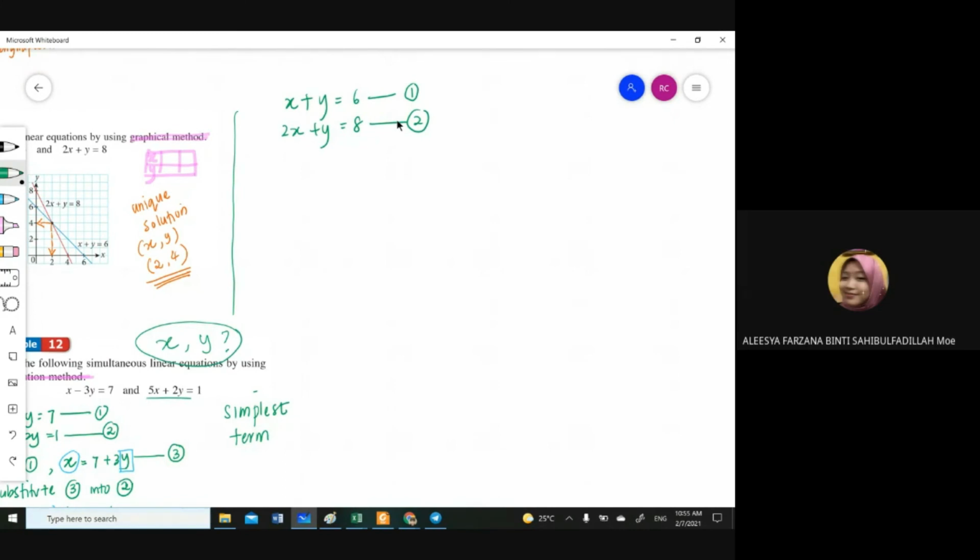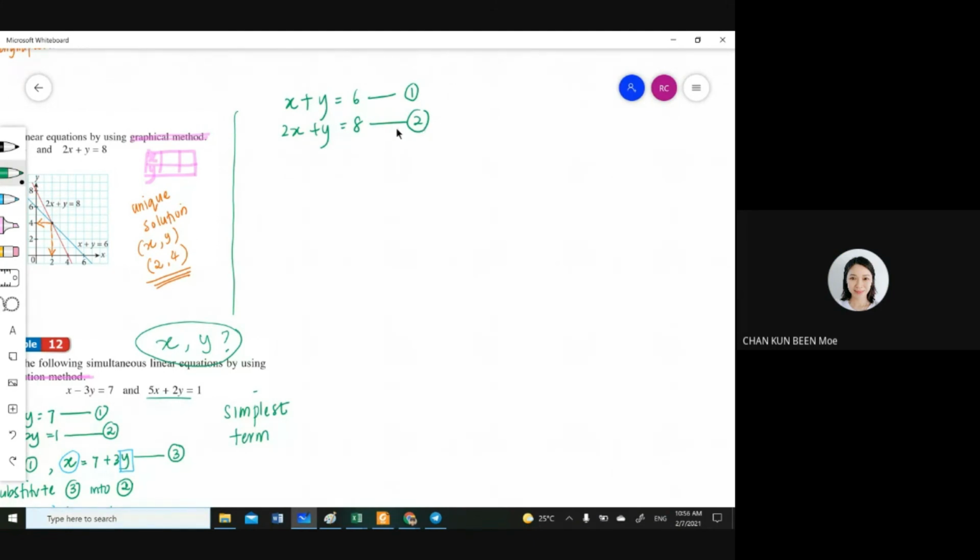Simplest form. We want to find the value of x and y. Okay, this is using the substitution method. So now, which one is the simplest term? I'm looking for the simplest term first. We have a few simplest terms over here, isn't it? Yeah. We have x, y, and y over here as the simplest term. So it's up to you which one you want to use.